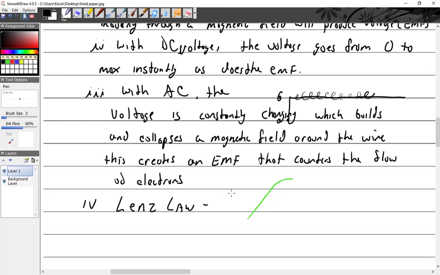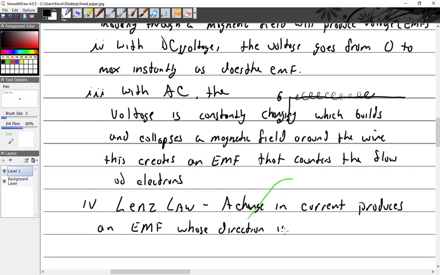And what that is, a change in current produces an EMF whose direction is such that it opposes the change in current.